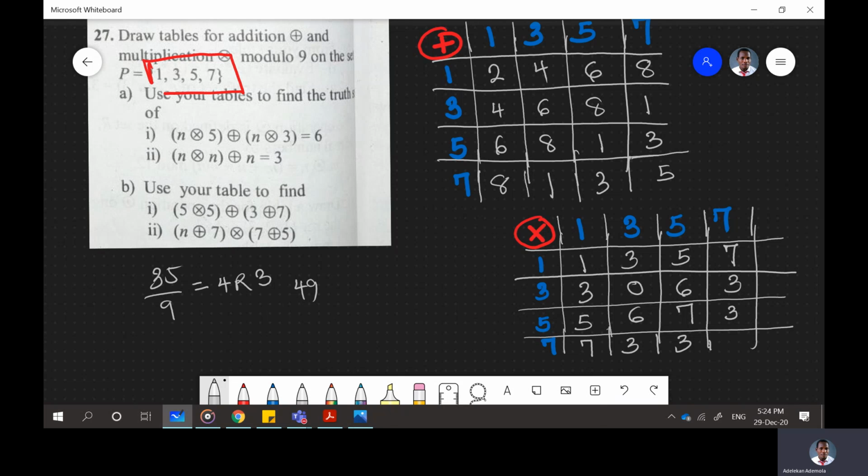So what is 49 divided by 9? How many 9s can we get? And 9 times 5 is 45. So that's 45 remainder of 4. So the answer here is 4. So the two tables are completely filled.